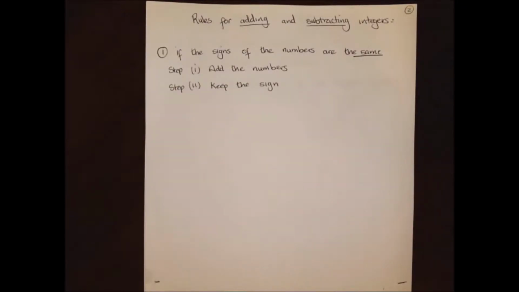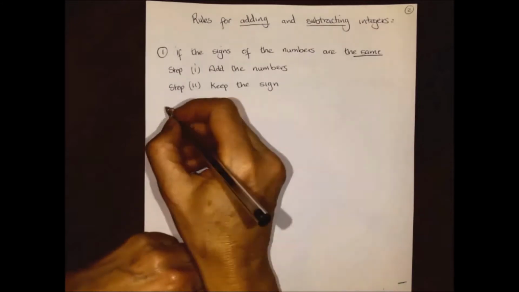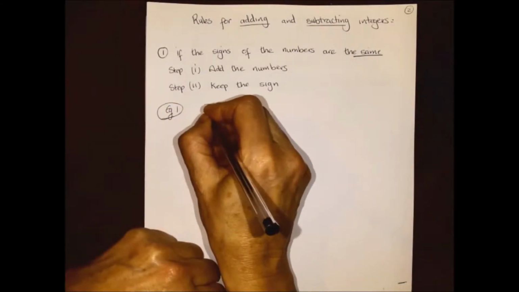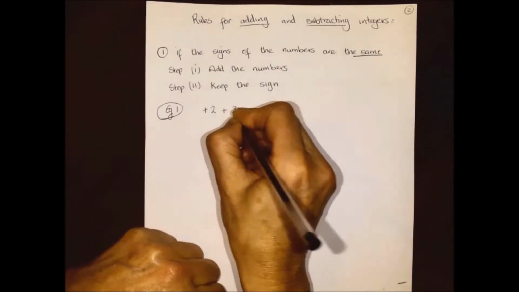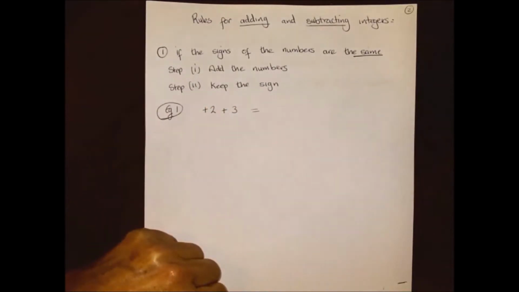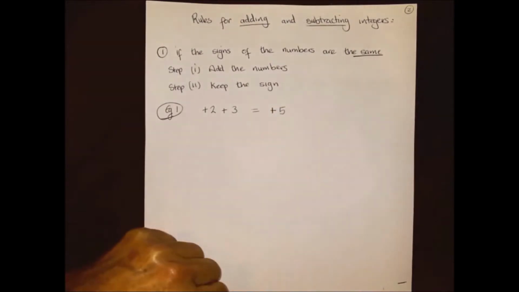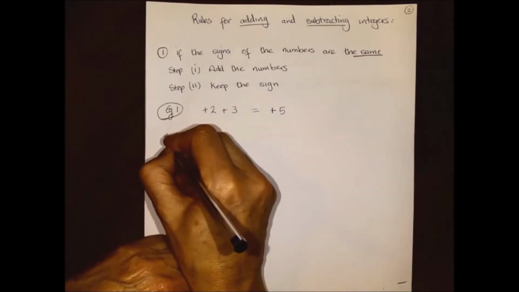The rules for adding and subtracting integers. If the signs of the integers or the numbers are the same, then step 1, you add the numbers, and step 2, you keep the sign. For example, example 1, when the signs are the same, if you have a +2 and +3, you add the numbers and you will get 5, and you keep the sign. They're both positive. The sign is plus. So you should know that one. 2 plus 3 is 5. Right. Now, here's another example.